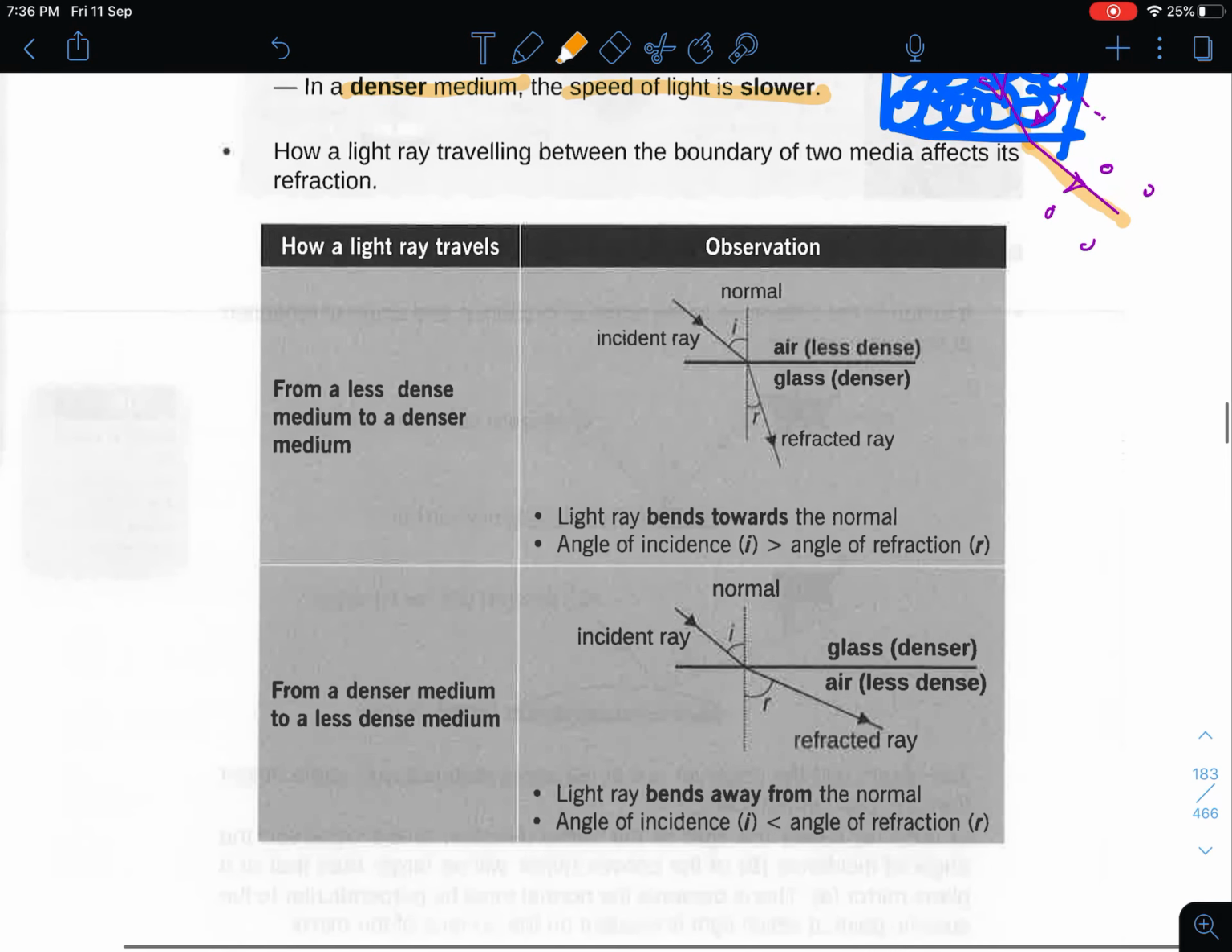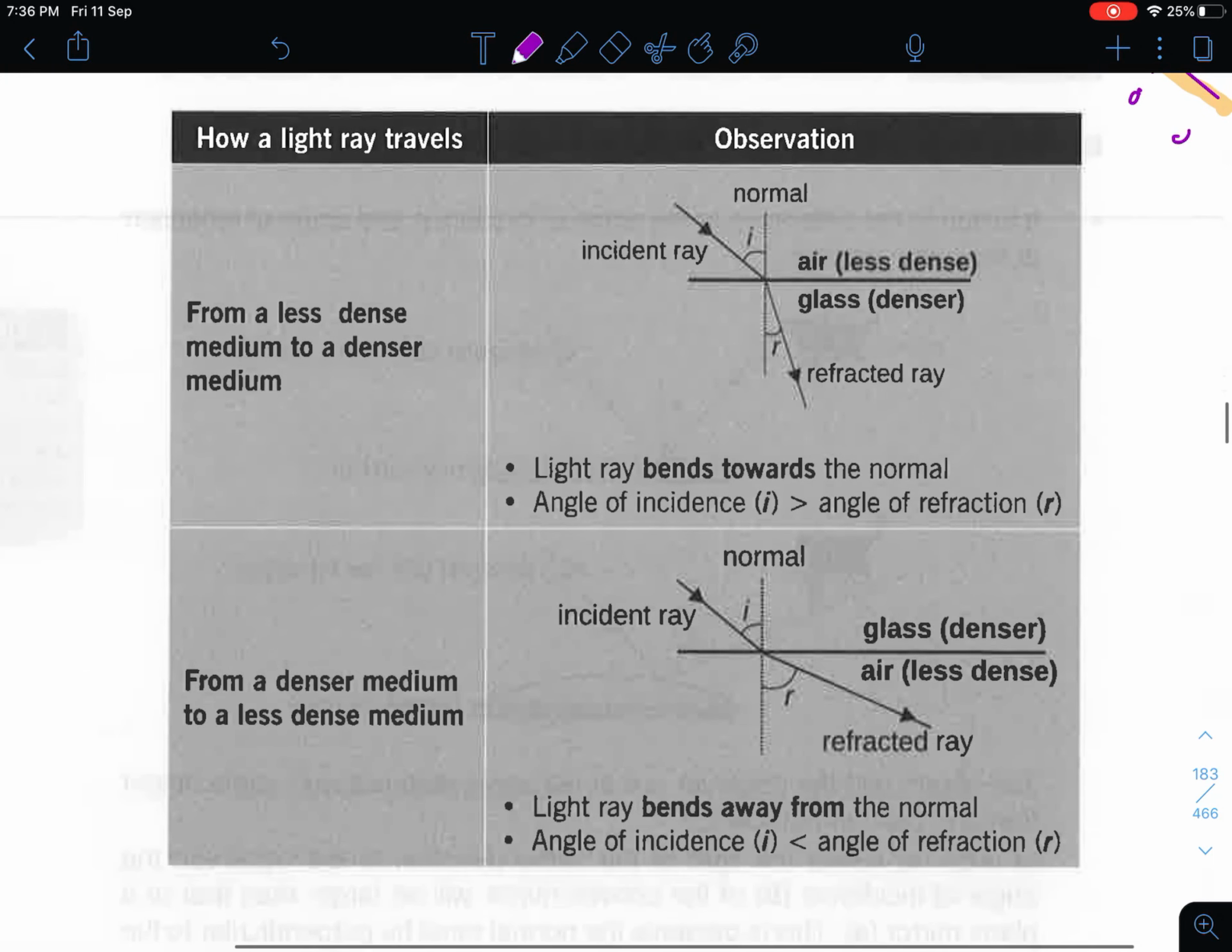So these are some of the things to take note of. In a nutshell, this is how it looks, where light will bend towards the normal. The normal is this imaginary 90 degrees line. As you're moving from a less optically dense medium to a more optically dense medium, the refracted light ray will tend to move towards the normal. On the other hand, when you move from a denser medium to a less dense medium, the ray will tend to move away from the normal.